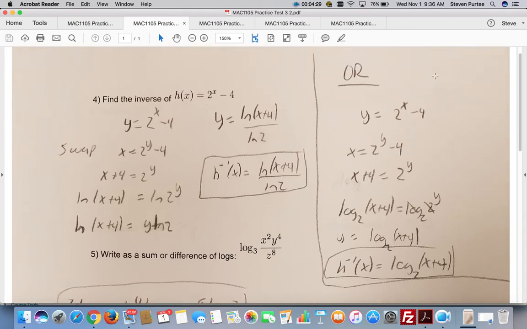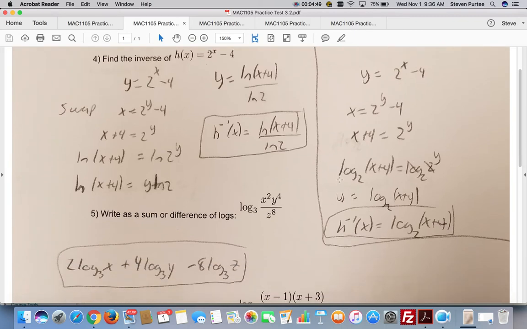Or here, what I think is a better method. It's really the same method. I'm just going to use a different base. Since the base of my exponential was 2, instead of using natural log, I'll use log base 2. So I get to the same step, but now instead of taking natural log of both sides, I'll take log base 2 of both sides. I could use any base I wanted. I might as well use the base I already have.